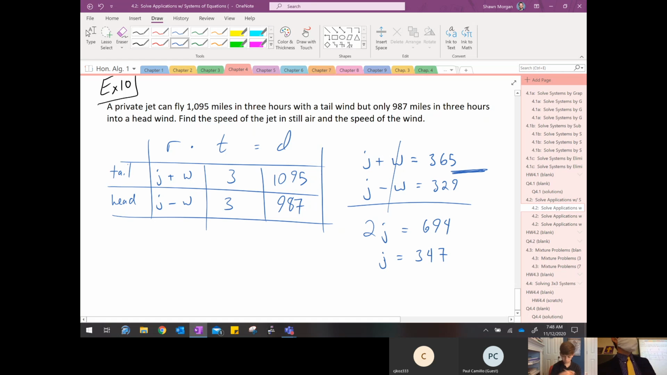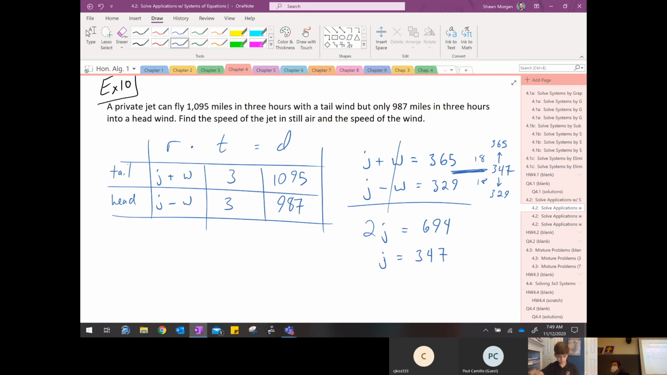18, yeah. Now we could get that by plugging it in as we just kind of did, or we could get that by eliminating the J's, whichever way you want to slice it. 347 would go up 18 to get to 365. It would go down 18 to get 329. So that 18 is my wind speed. The wind is helping it or hurting it.